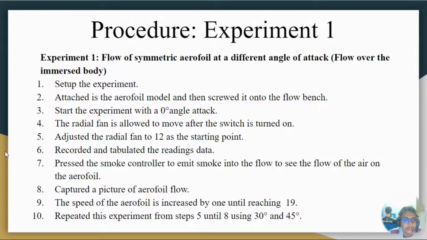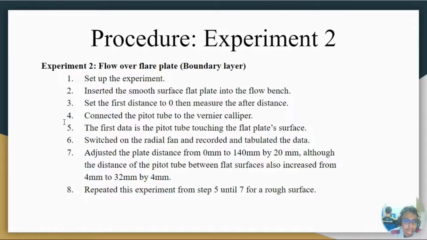Okay, we will go to the procedure for experiment 2, which is flow over a flat plate, we call boundary layer. First, we need to set up the experiment, then insert the smooth surface flat plate into the flow bench. Third, set the first distance to 0, then measure the after distance.